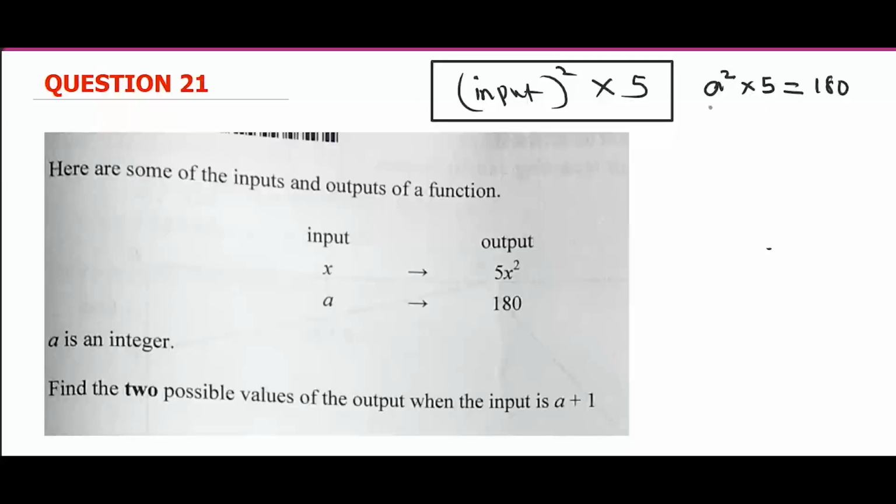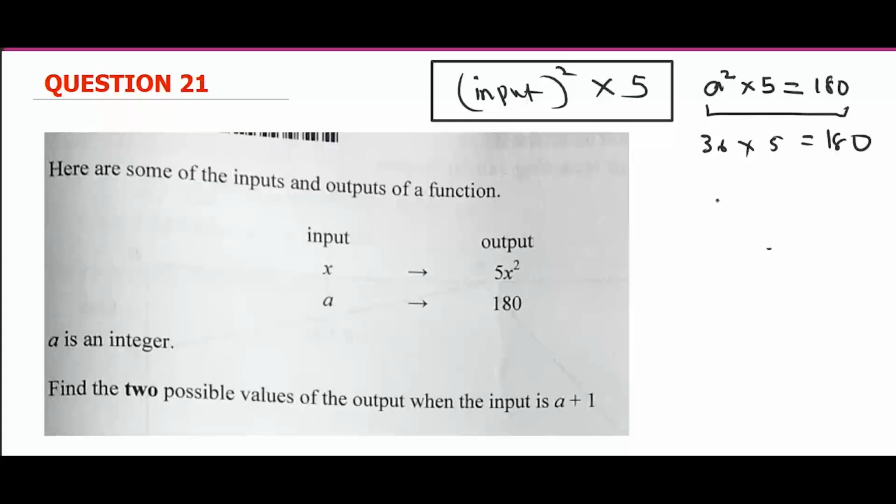The secret of the solution is here, where you have a squared times 5 equals 180. So what we need to do now is find the product of 5 and a number that gives 180. In this case, 36 times 5 equals 180. That is the product of two numbers, a number and 5, that will give us 180. So a squared is 36.